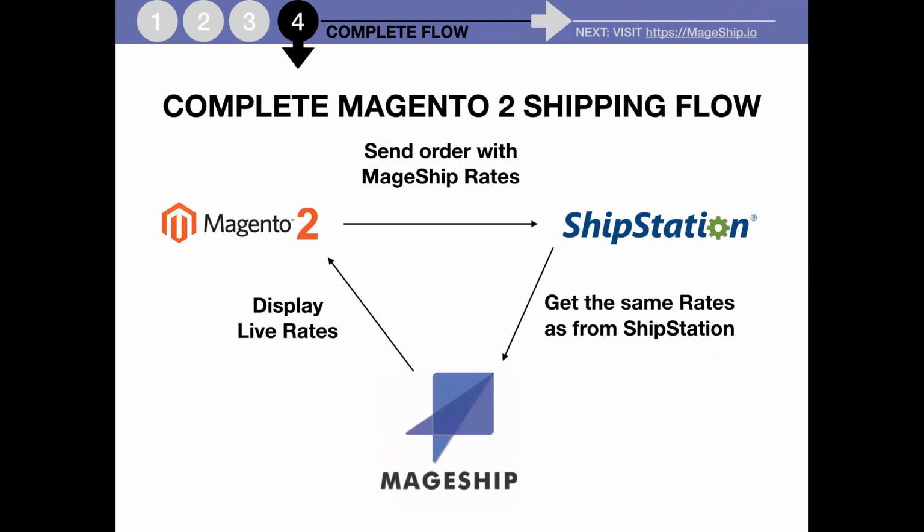Now Magento basically sits in the middle between Magento 2 and ShipStation. It will display live rates to your Magento 2 customers, the same rates that you would get if you were to generate or calculate a quote in ShipStation, but this is done automatically by Magento. So there are no rate discrepancies. The same rates as you can get in ShipStation will be shown to your customers on your Magento 2 store.